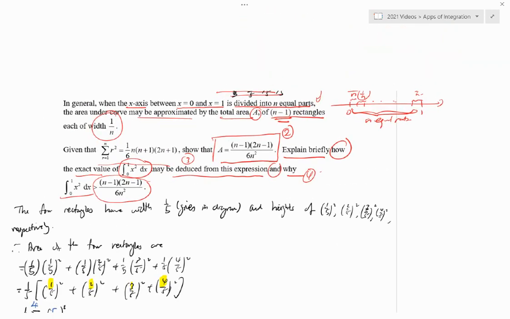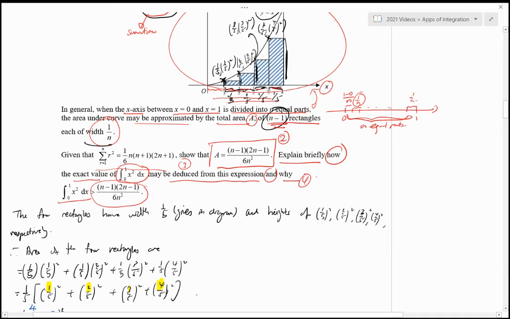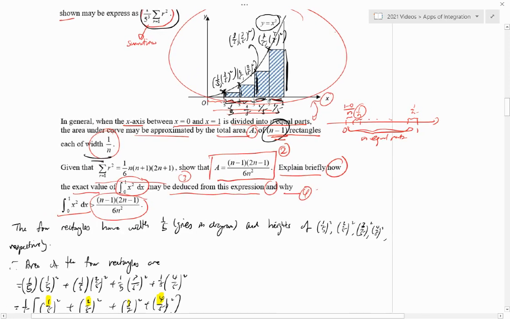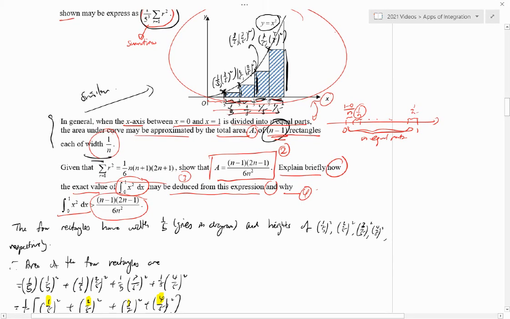Next, remember they say that now the axis is split into n equal parts, with n minus 1 rectangles, each with width 1 over n. Now, why is this information important? Because it's trying to tell you that the rectangles formed in this part are similar in scenario to what you saw earlier on.